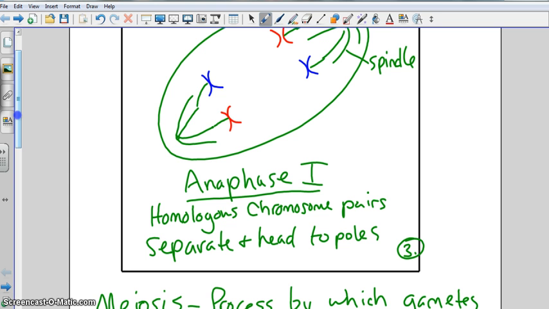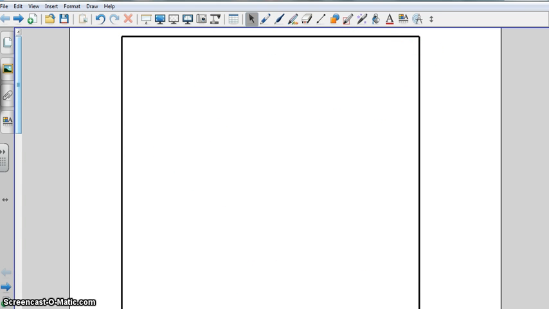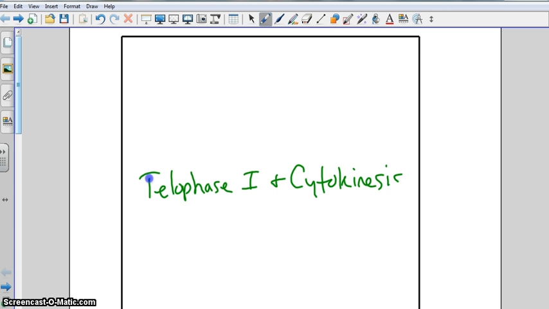All right, what's going to come after anaphase? Telophase 1. And what do we call it when the cytoplasm splits? Cytokinesis. Is it 1? Well, they happen together simultaneously. No, we don't call it cytokinesis 1. We just call it cytokinesis. Okay, so now we're going to draw telophase 1 and cytokinesis.